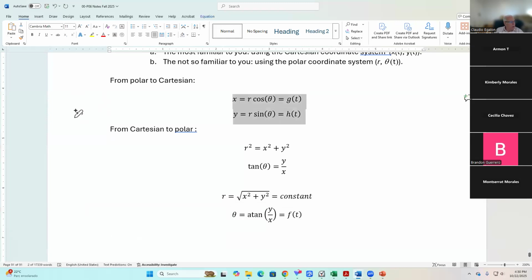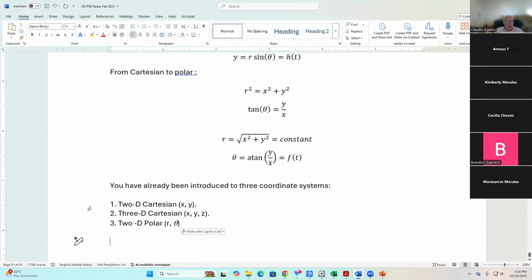Let's concentrate on this one now. Two different coordinate systems. What coordinate systems have you been introduced to so far? Three: the 2D Cartesian, the 3D Cartesian, and the 2D polar. There is another one called the cylindrical coordinate system, but we're not going to get into that.